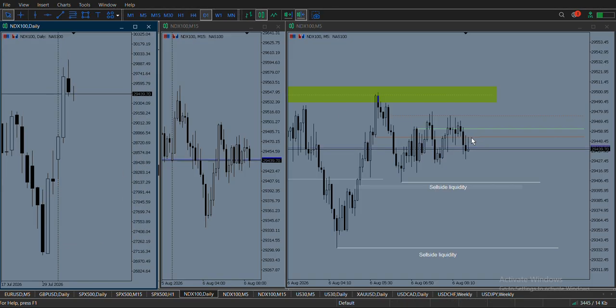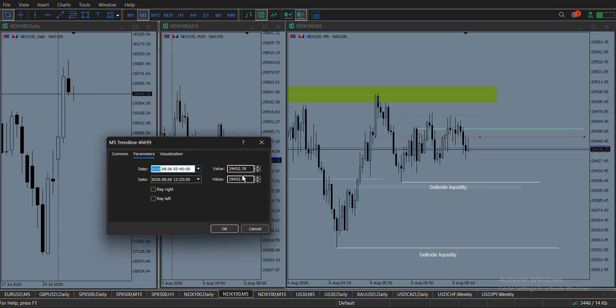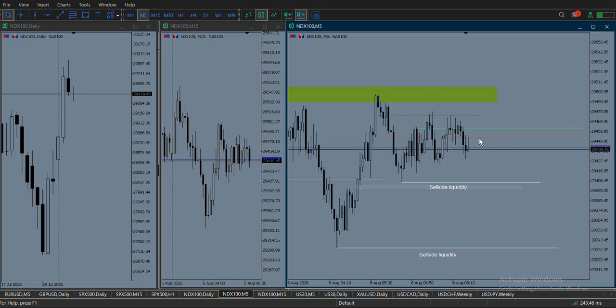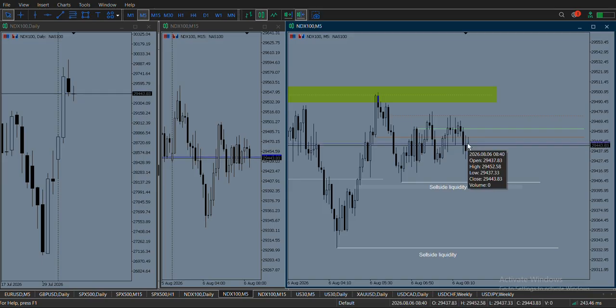So look at that here. Still, price is trying to refer to that bearish order block. We've run to that low, and it has rejected from that low of that bearish order block. Look at that.